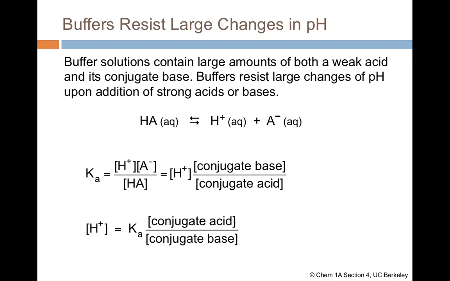But if those two numbers are large enough that the little changes to them don't really matter, then we're in a situation where HA and A- are always about equal to one another. These two numbers are equal, this term is basically equal to 1, and so we end up with the concentration of H+ equal to Ka, or the pH equal to the pKa. And since the Ka for a given acid at a given temperature is always the same, we have created a solution where the pH is basically always the same.